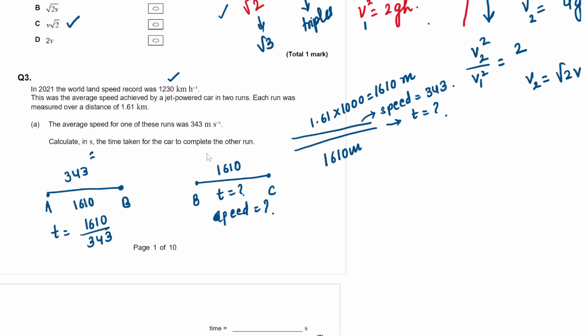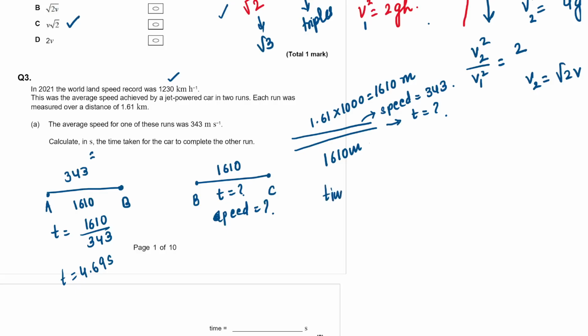So for the first, A to B, let's calculate the time. If you divide 1610 by 343, let me just use my calculator. This is giving me around 4.69. So this time is 4.69 seconds. And then can I calculate the total time of the journey?